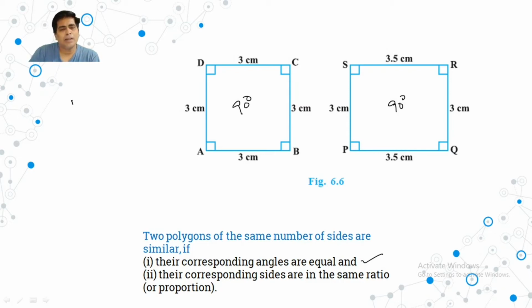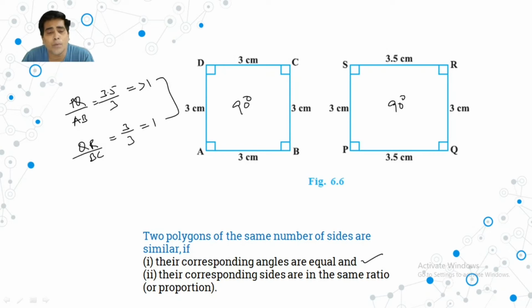Suppose I take the PQ by AB ratio. So 3.5 by 3. And I take the QR by BC ratio. This is clearly 3 by 3. So 3 by 3 is 1, and 3.5 by 3 is greater than 1. So clearly these ratios are not in proportion.